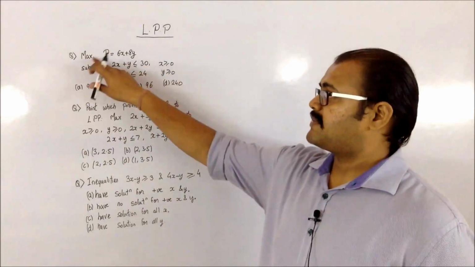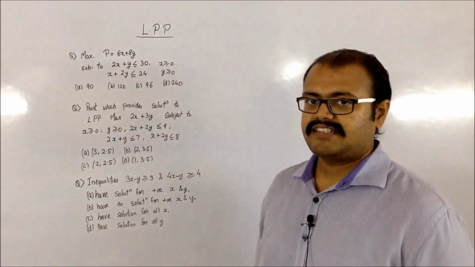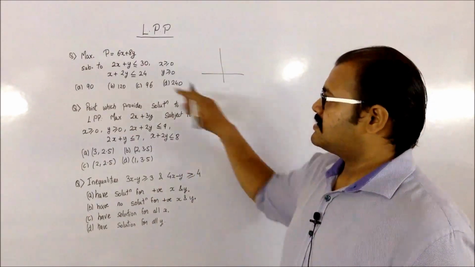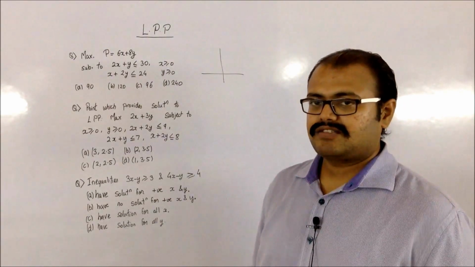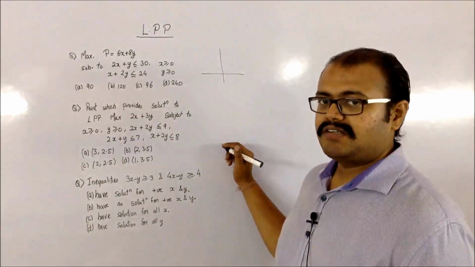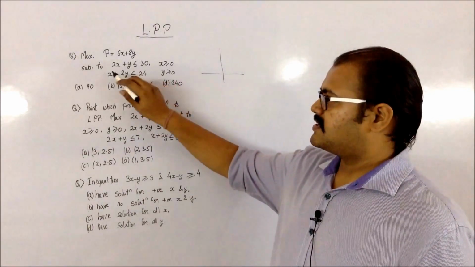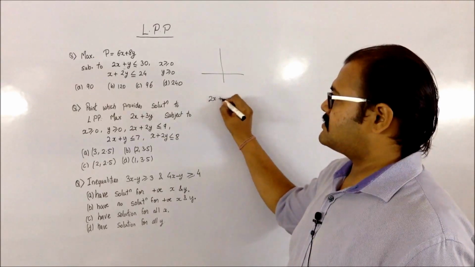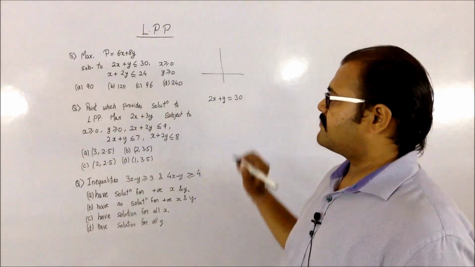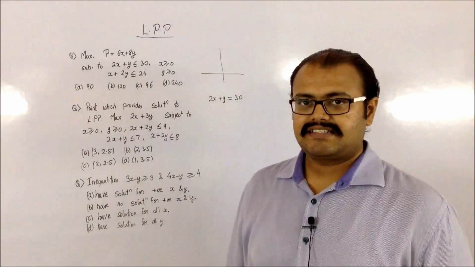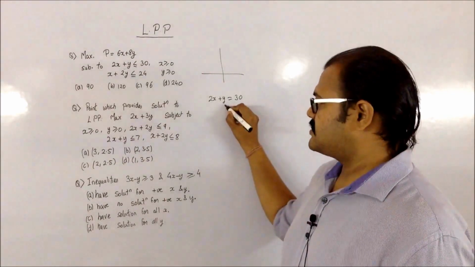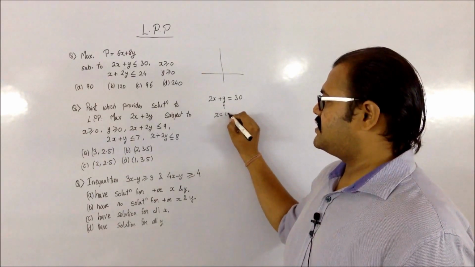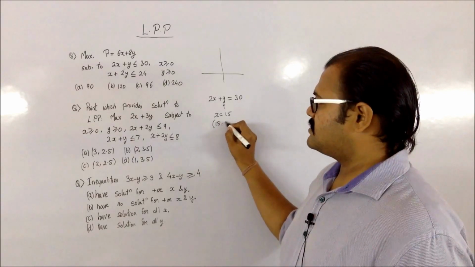The first one, I have to maximize this subject to the constraints which are given to me. So I have to basically plot the graph. Let me consider the first equation, that is 2x plus y less than or equal to 30. Now I have to plot the line 2x plus y equals 30. For that I need to find the intercepts. For intercepts you substitute y equals 0, and you get x as 15. So the point is 15 comma 0.